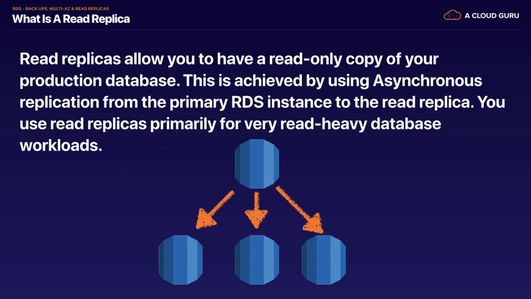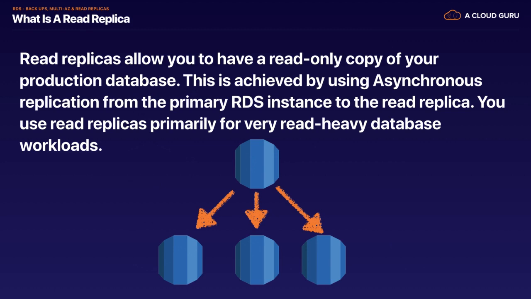So read replica allows you to have a read-only copy of your production database, and this is achieved using asynchronous replication from the primary RDS instance to the read replica. And you can use read replicas primarily for very read-heavy database workloads.